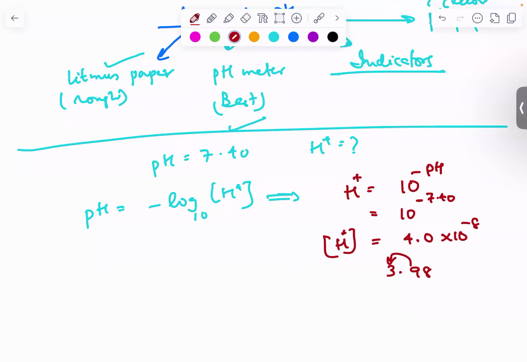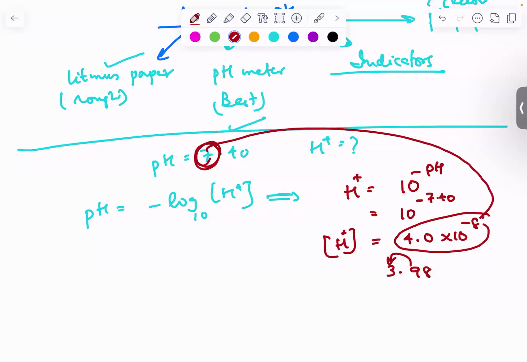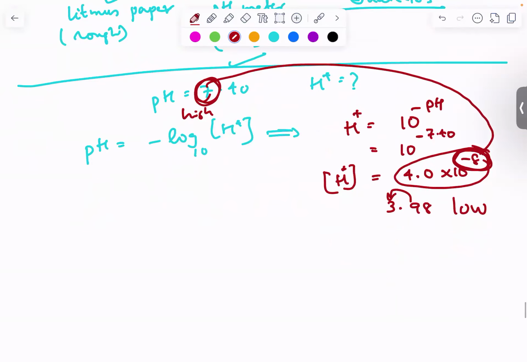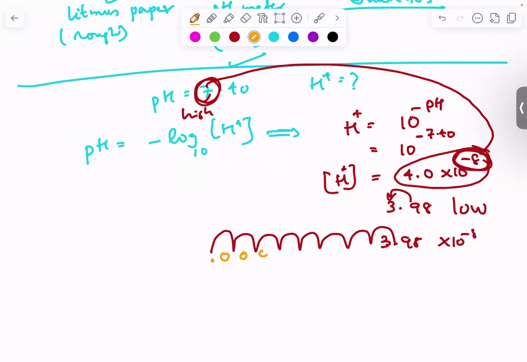So this is it. And you must have noticed that if pH is high, pH 7 is really high, now check the hydrogen ions in the power of minus. That means if pH is high, then the hydrogen ions are very, very low. So that means it's basic. 3.98 times 10 raised to the power minus 8 means 1, 2, 3, 4, 5, 6, 7, 8, so that would be 0.0000000398. Such a low value. I hope it's clear.